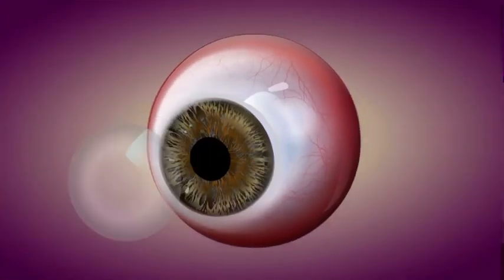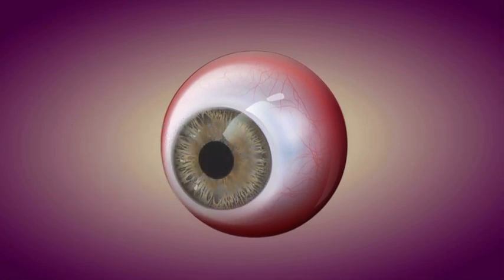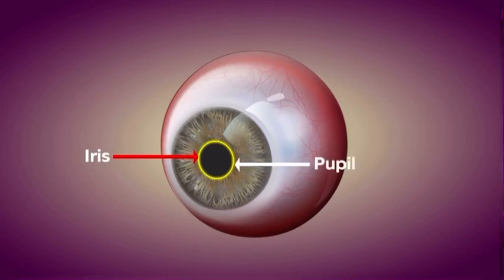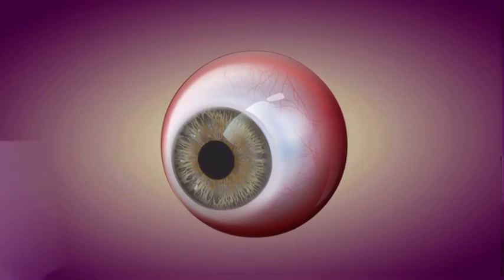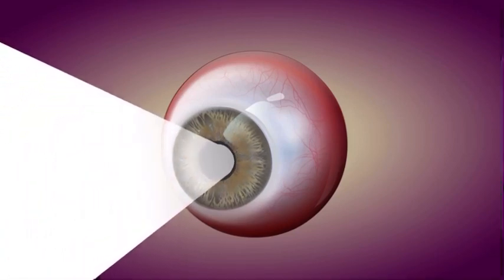At the very front of the eye is a transparent structure called the cornea that helps to focus incoming light. Behind the cornea is the iris. The iris has a circular opening called the pupil. The pupil expands or contracts depending on the amount of light entering the eye.